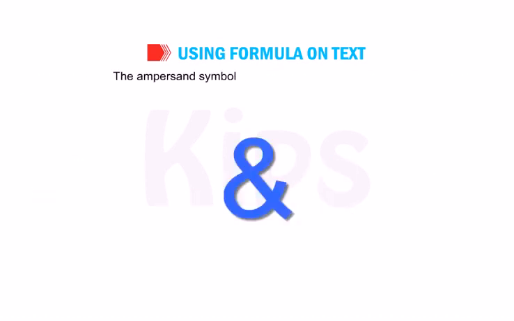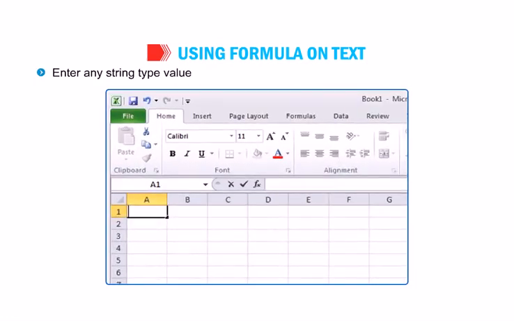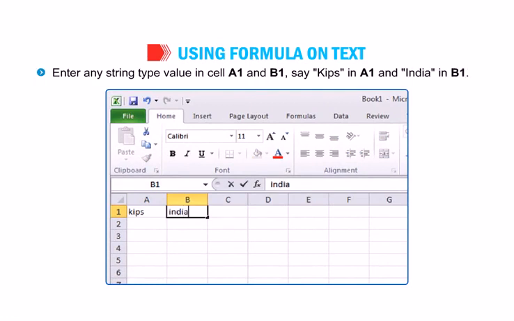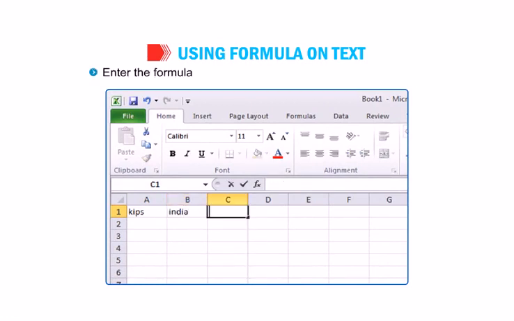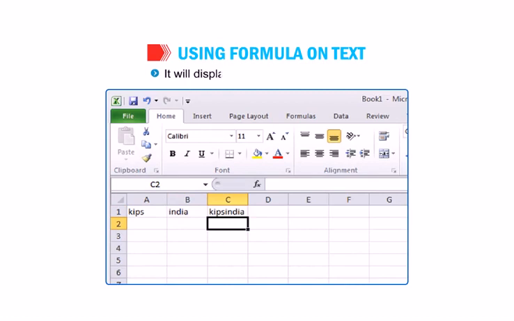The ampersand symbol is used to perform addition. Addition of two or more text values is called concatenation. Let us understand this with the help of an example. Enter any string type value in cell A1 and B1, say KIPS in A1 and India in B1. Enter the formula equal to A1 and B1 in cell C1 and press the Enter key. It will display KIPS India in cell C1.